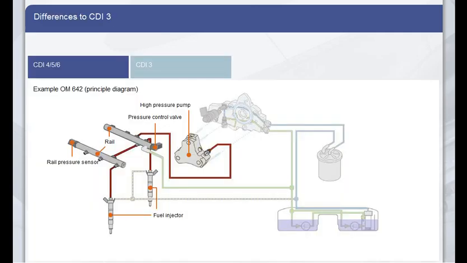Apart from the modified course of the leak oil line, there is another important difference between the CDI-3 engine and the new ones. Compare the two systems once again and then click on the component of the 642 engine that you think has changed.